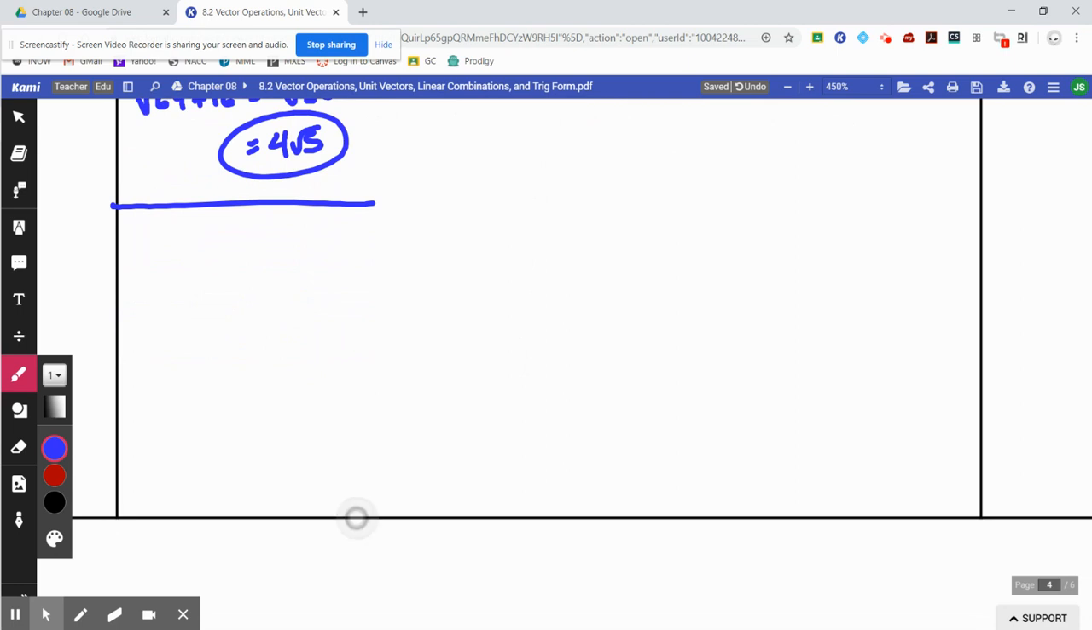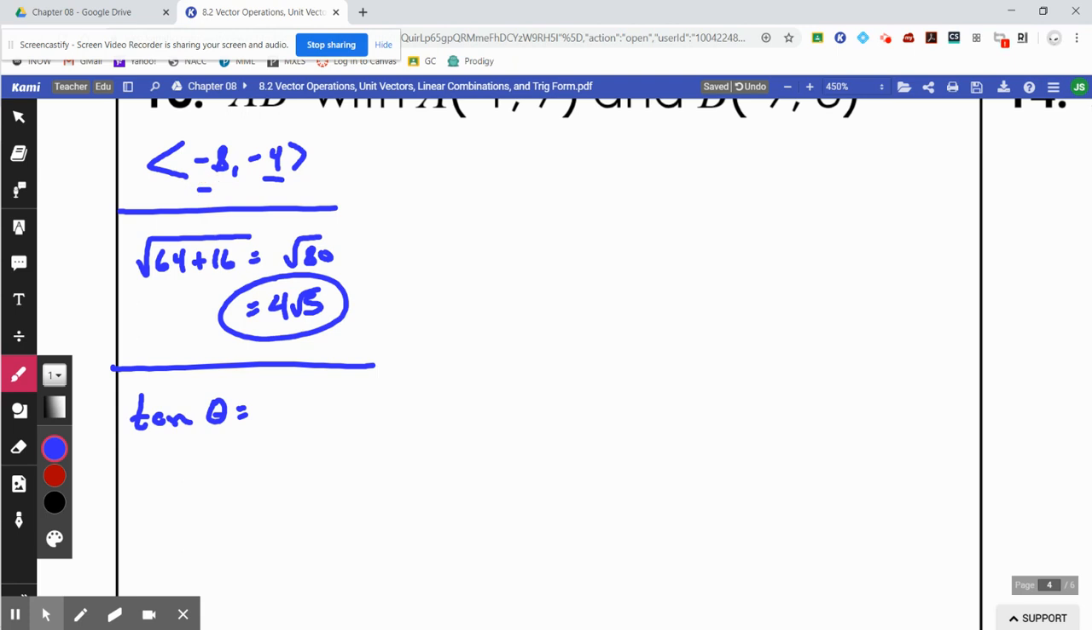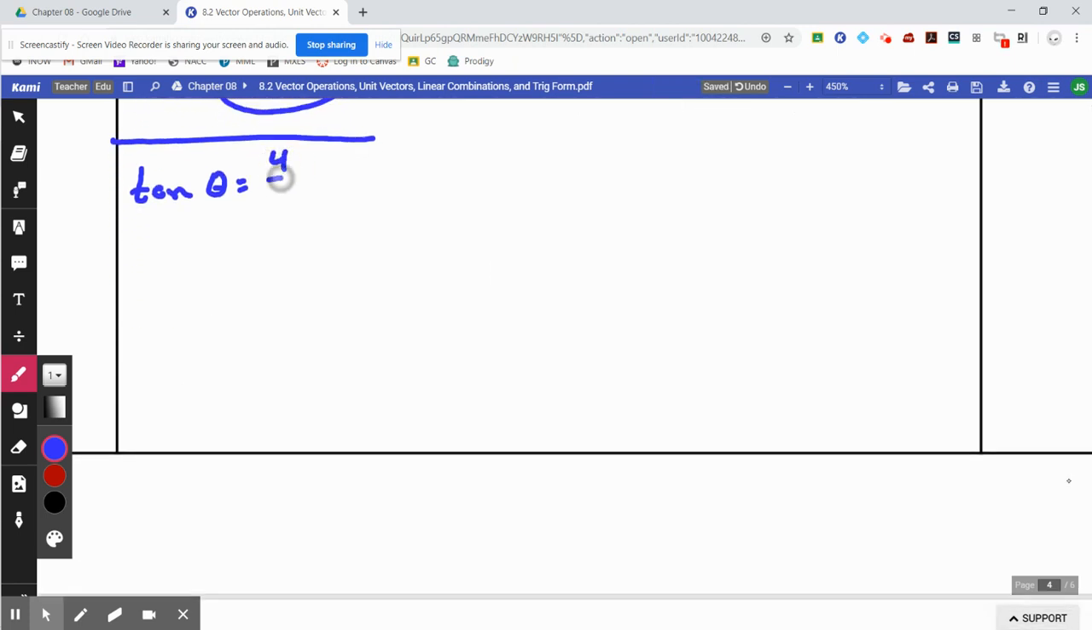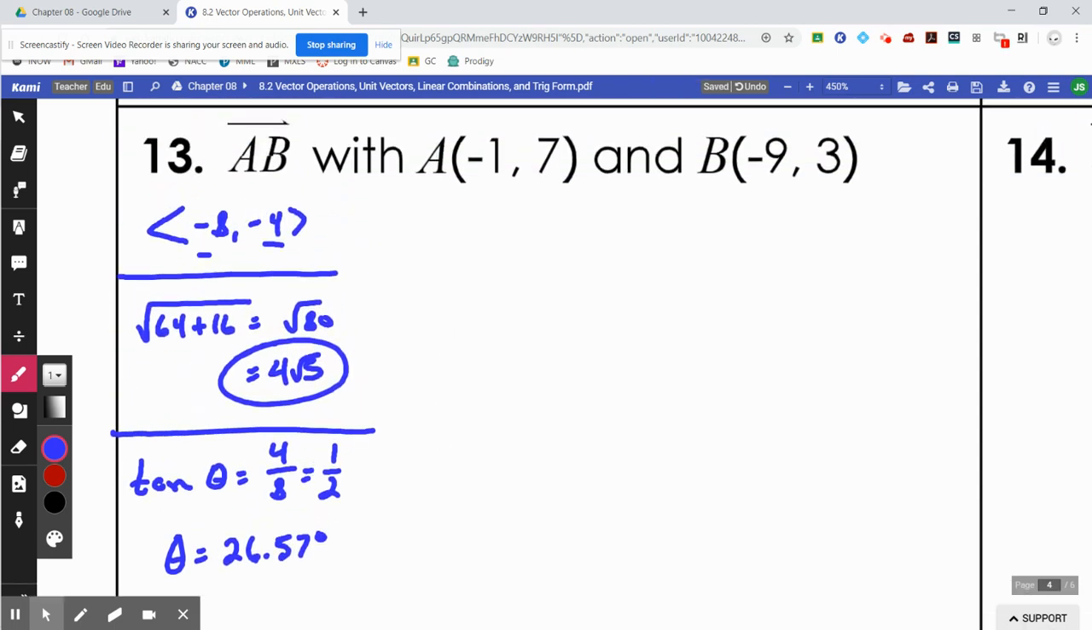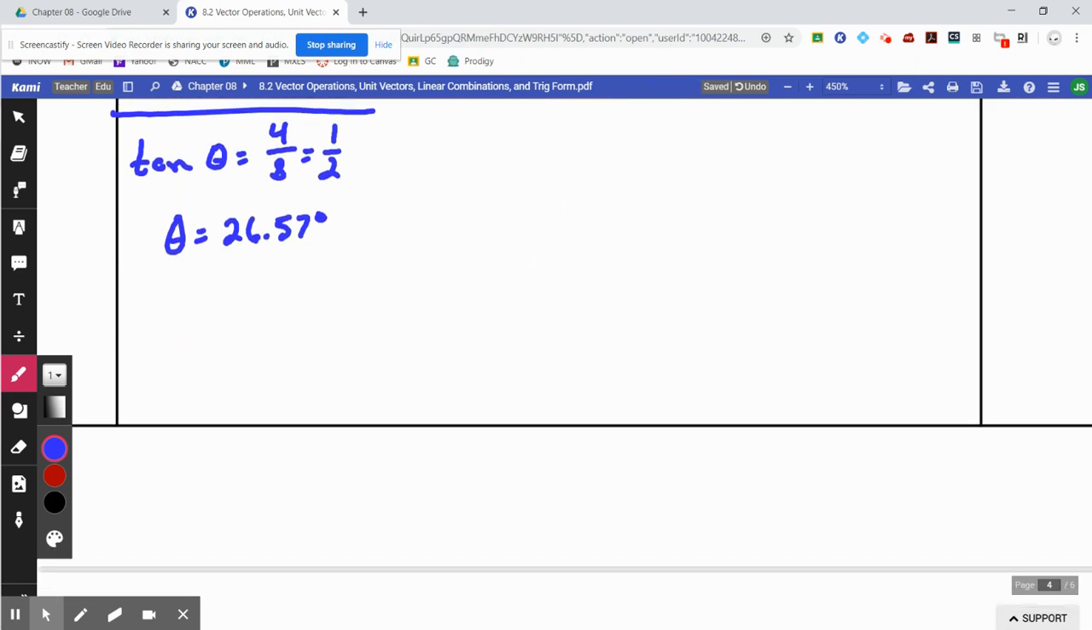Now we need a direction. We know that the tangent of my reference angle will equal b over a, which is 4 over 8, or a half. So let's do inverse tangent of a half, and that tells me that my reference angle is equal to about 26.57 degrees. However, we are in the third quadrant. Negative, negative would put you in the third quadrant. So this is my reference angle, so I've got to add 180 to that. And my directional angle is going to be 206.57 degrees.